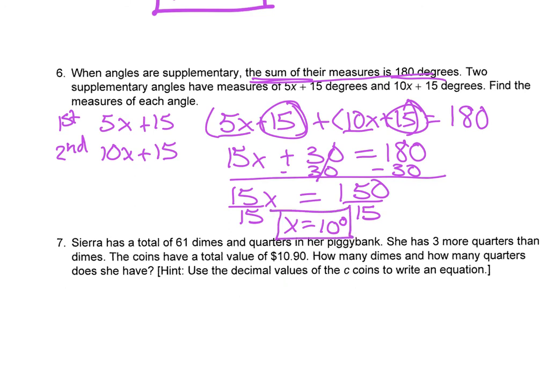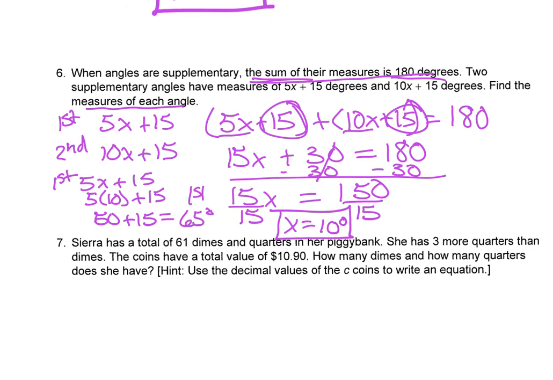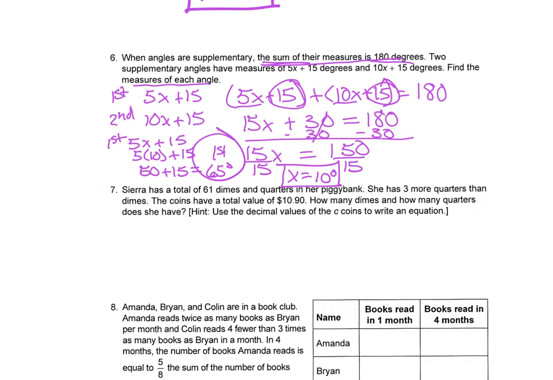Now the question asks to find the measure of each angle. Well, the first one is 5x plus 15, or 5 times 10, because x is 10, plus 15, or 50 plus 15, which equals 65 degrees. So the first one is 65 degrees.